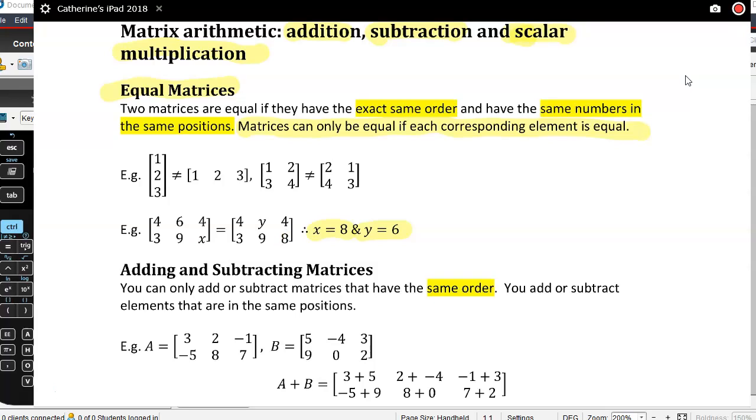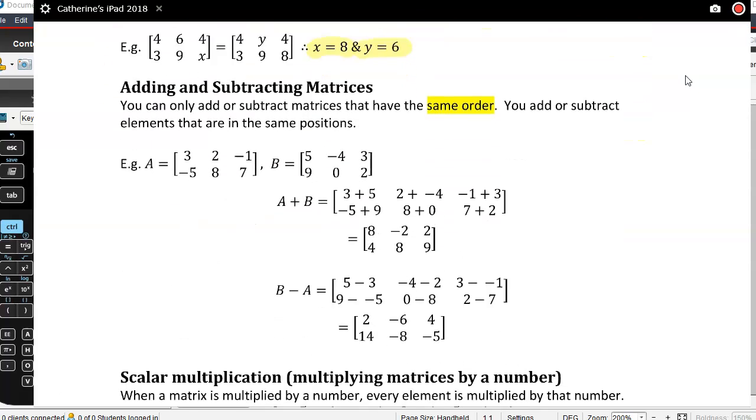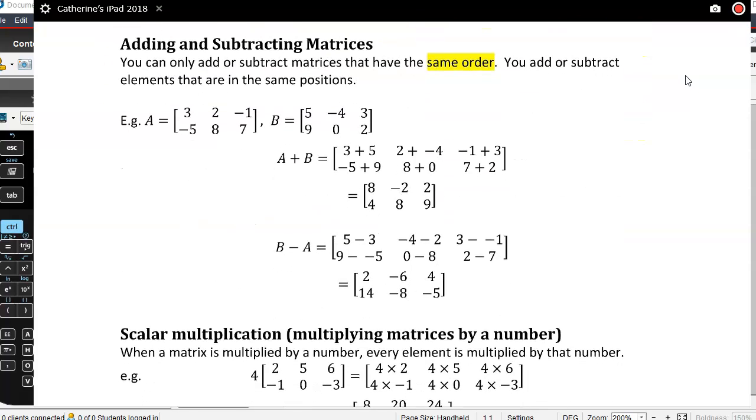Now, a thing to remember is that you can only add or subtract matrices if they have the exact same order. Okay, so there's the number one rule: you can only add or subtract matrices if they have the same order. You add or subtract elements that are in the same positions.